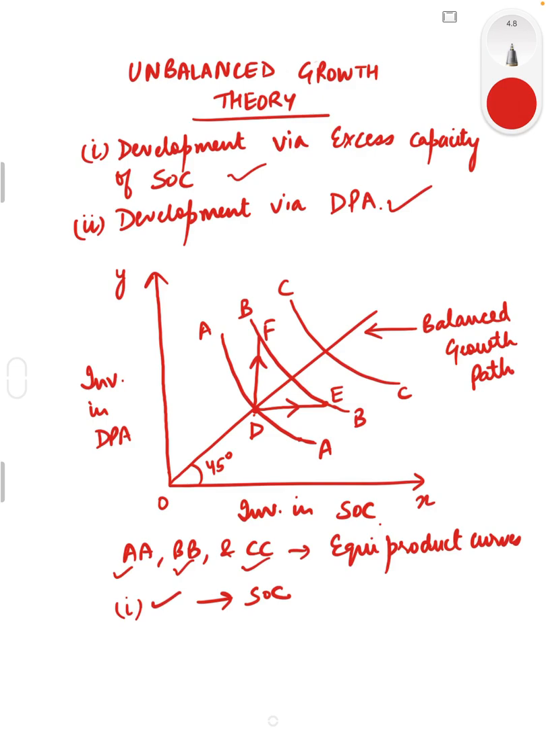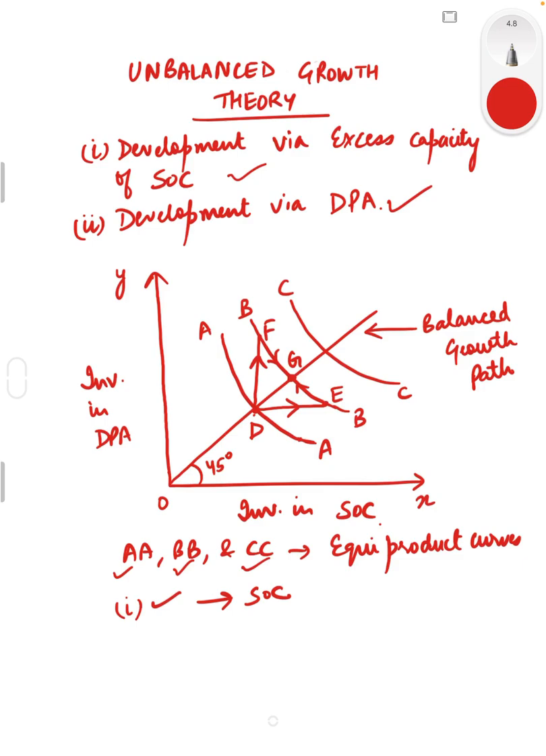But E and F, they are not very stable points, so the economy will come and stabilize at this point G. So when investment increases in SOC, it will subsequently also lead to development of DPA, and the economy will move. If you see, it has moved from point D to G. G is a higher level of output. So from a lower level of output, the economy has moved to a higher level of output by just first investing in SOC.